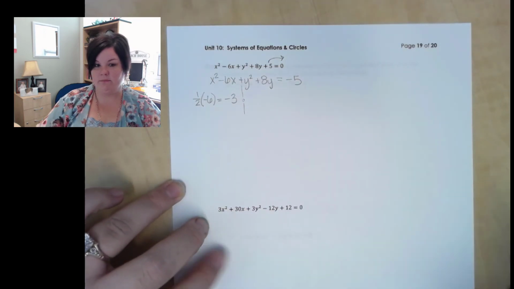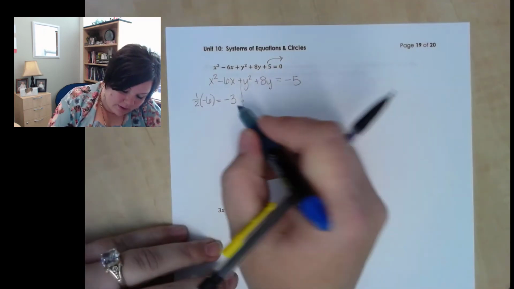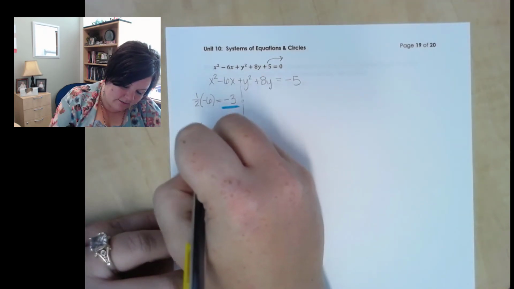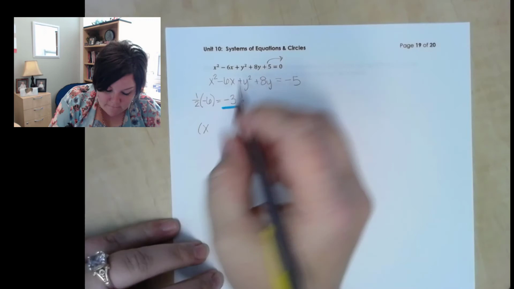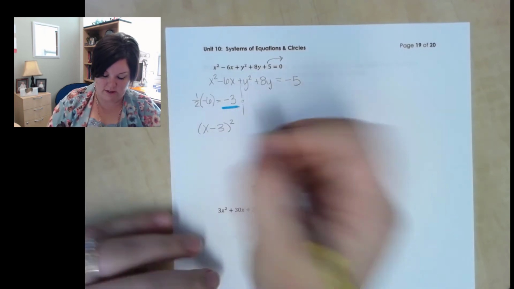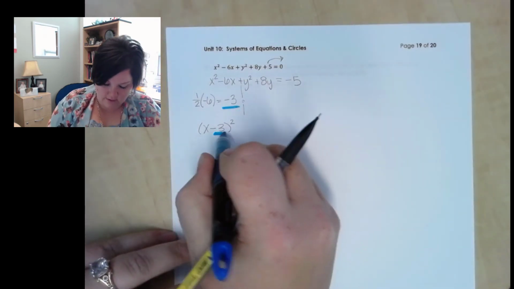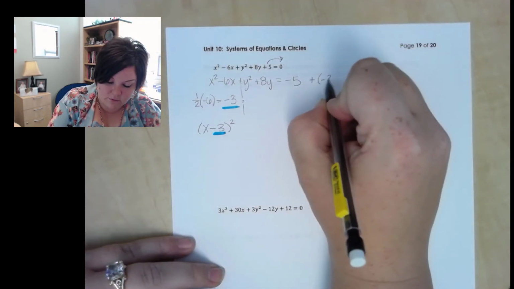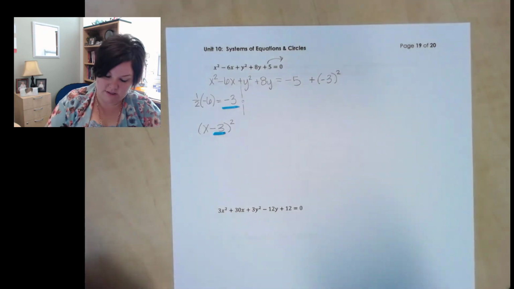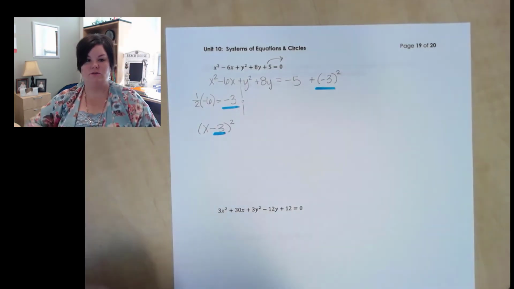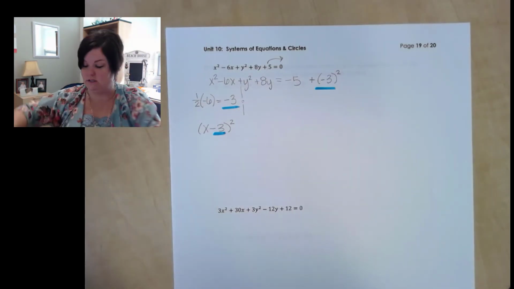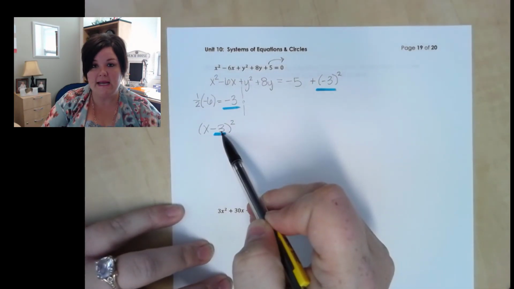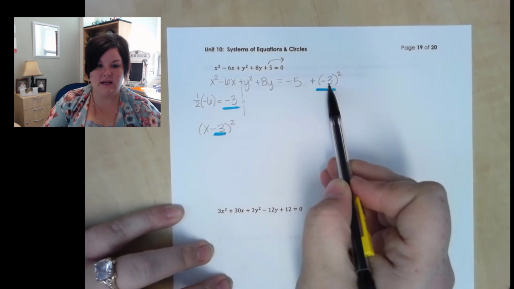Remember, with that negative 3, I can go ahead and jump down and say, this side's going to factor into x minus 3 quantity squared. But I also have to remember to add a negative 3 squared to the other side. So take half the x term coefficient. That gives us the number that goes inside our squared quantity and the number that we're going to square and add to the other side.